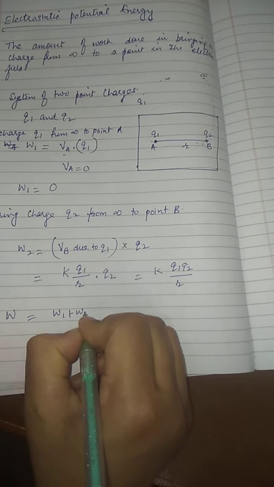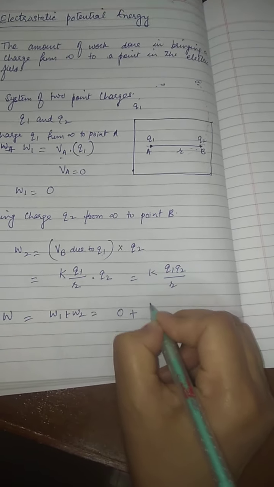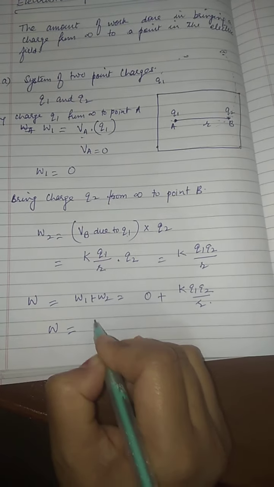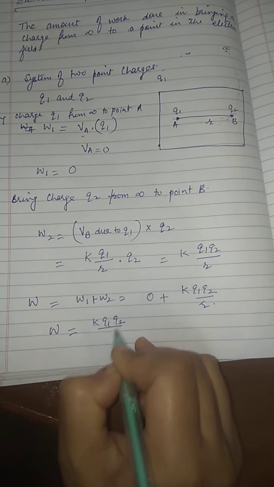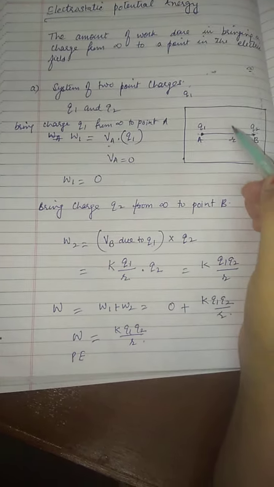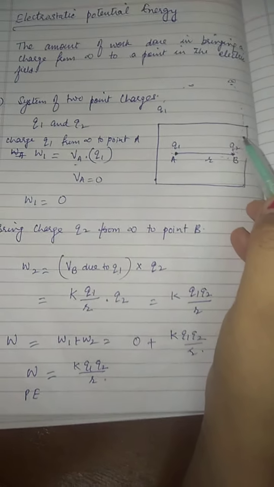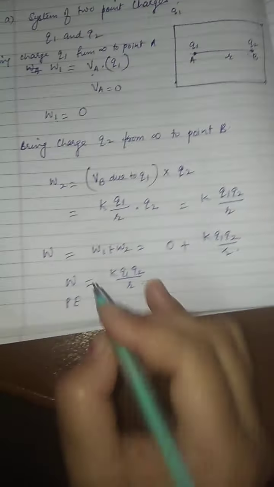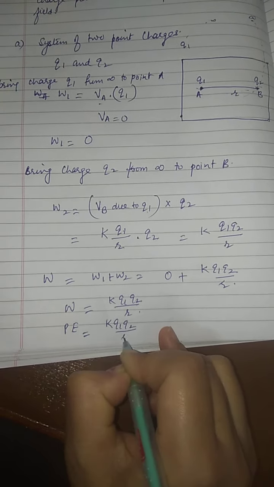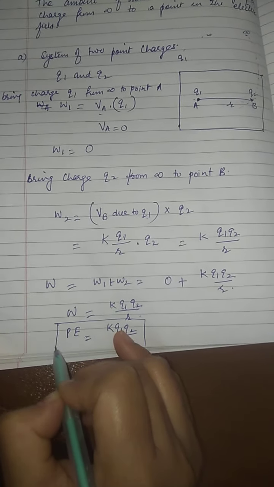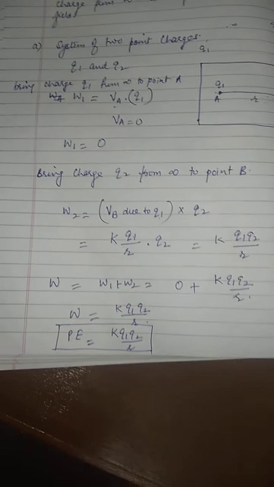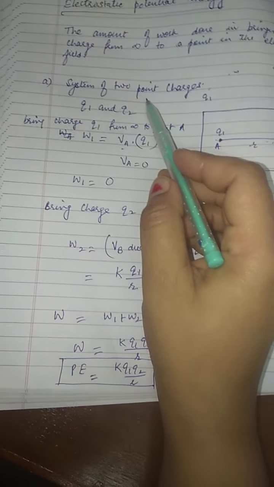That is W1 plus W2, that is 0 plus K Q1 Q2 over R, or simply work done is K Q1 Q2 over R. And this work done will be stored in the system of 2 point charges as their potential energy. So potential energy would be K Q1 Q2 over R. So this is the potential energy of a system having 2 point charges Q1 Q2. So this is for only 2 point charges.